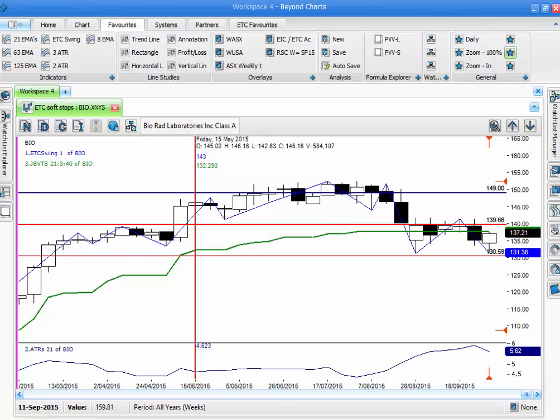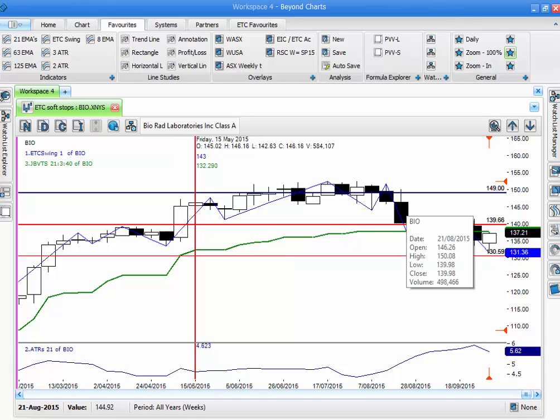In actual fact, a good exercise for you to do is to go through and have a look at some of your own trades and have a look at the concept of using the soft stop methodology, i.e. when price closes below it, as a metric to get out, as opposed to converting your soft stop into a hard stop.